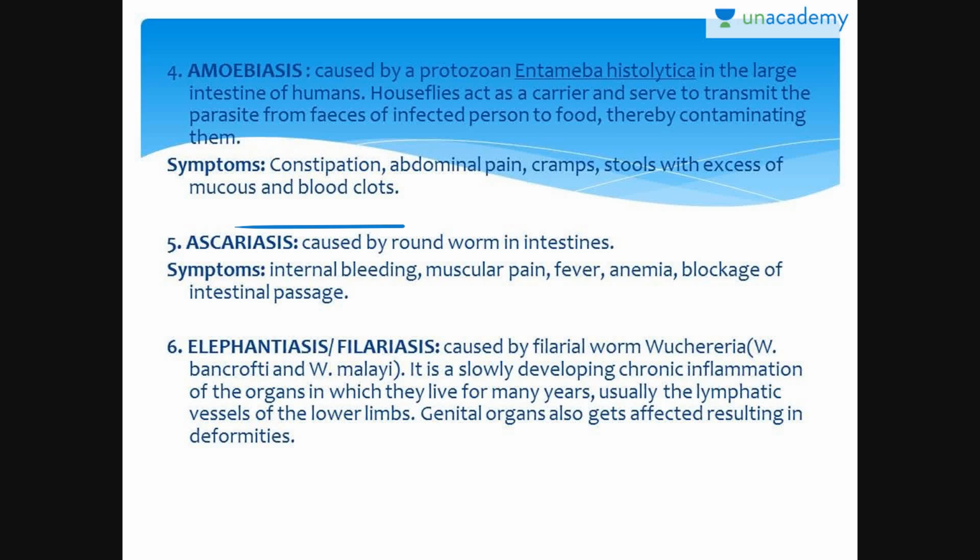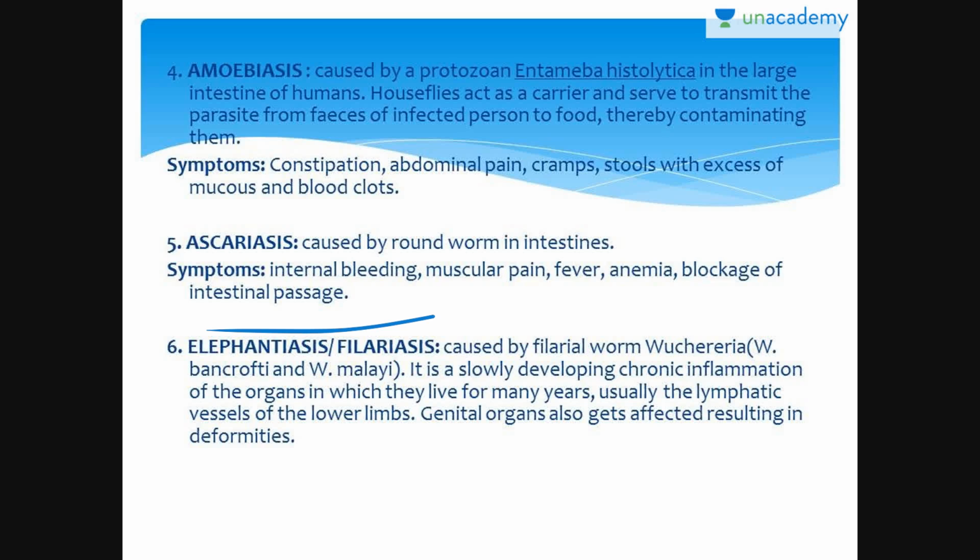The next disease is ascariasis. Ascariasis is caused by a pathogen which is a nematode called Ascaris lumbricoides. This affects the intestine of man. Method of transmission usually includes contaminated water, vegetables and fruits. Symptoms include internal bleeding, muscular pain, fever, anemia, blockage of intestinal passage.